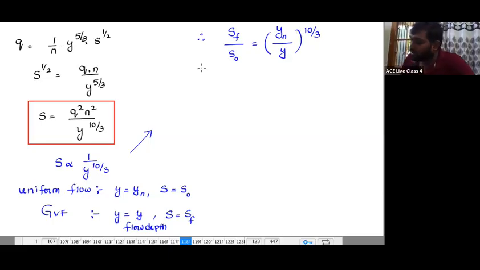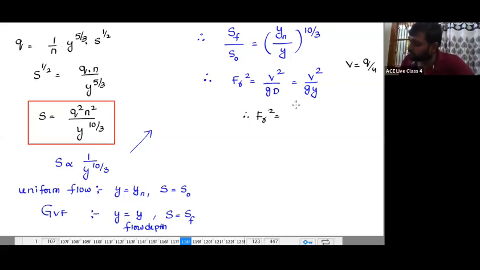Now, you know that Froude's number Fr square is nothing but V square by g D, and in the case of the rectangle, this is V square by g y. Now, let me go further. Can I write this Fr square is equal to, what is V? You know that we can write V as Q by y. So I can write Q square by g into y square into y as y cube.